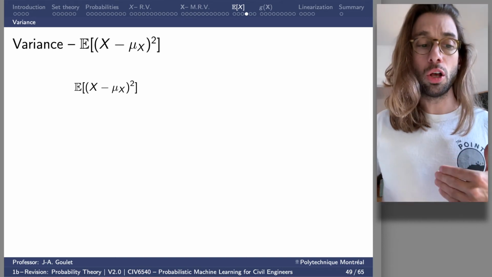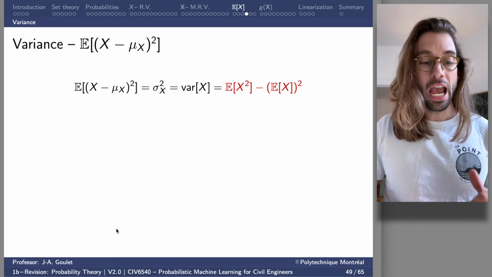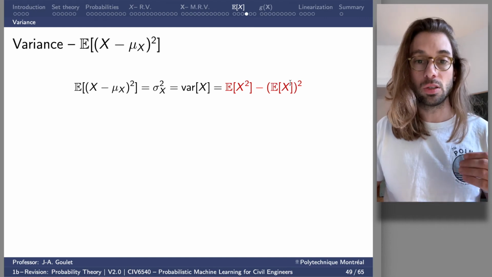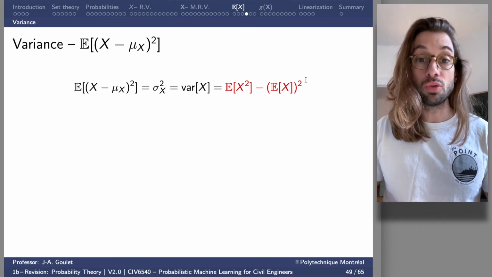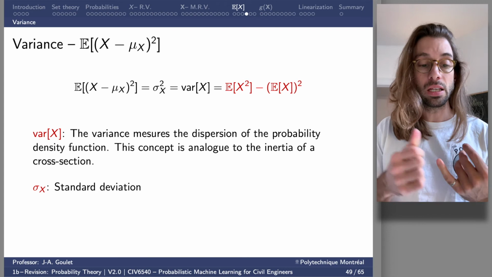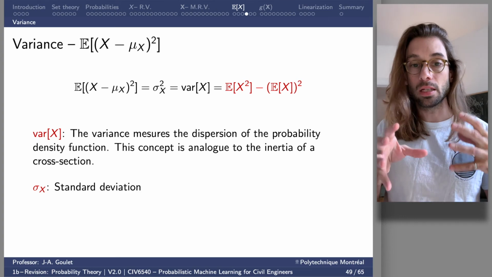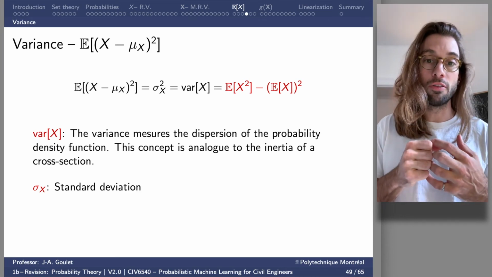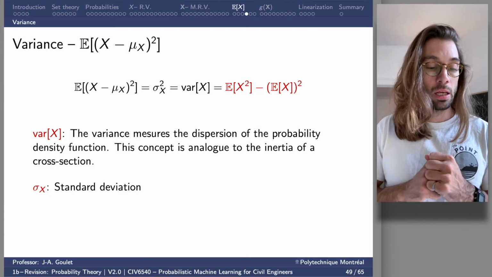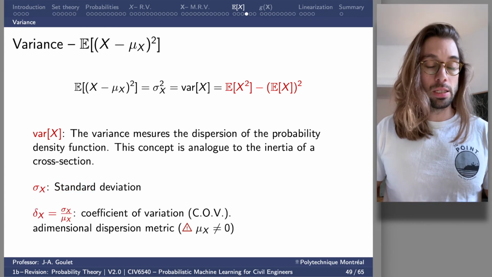So if we look a little more closely at variance, we can define it as sigma x squared, which is the same thing as the variance, and we can rewrite this as the expected value of x squared minus the expected value of x, to the power 2. That identity is often useful to derive probabilistic quantities. So at the end, as I already mentioned, the variance of x measures the dispersion of my probability density function, and this concept is analogous to the concept of inertia for a cross-section, in the context of, for instance, solid mechanics. And the square root of the variance is represented here by sigma x, the standard deviation.